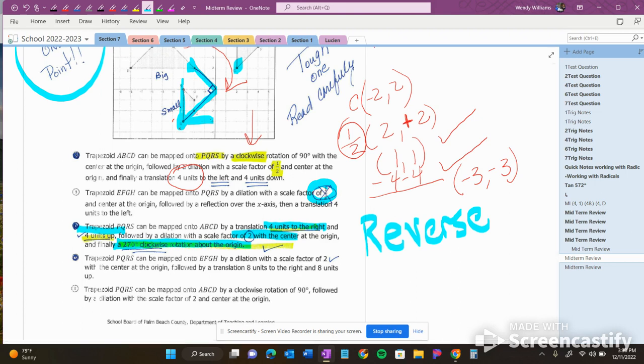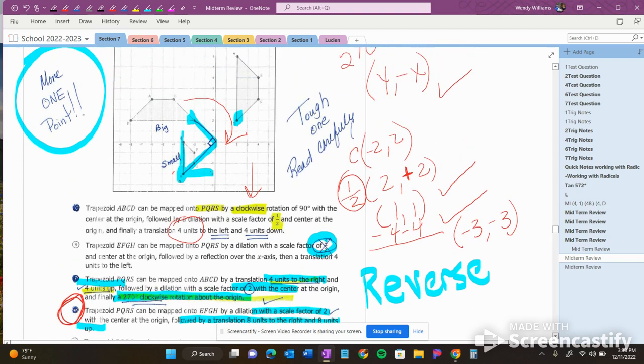So this one works. Trapezoid PQRS can be mapped onto EFG by a dilation of a scale factor of 2, with a center at the origin, followed by a translation. Move 1 coordinate and see if it works. Trapezoid, I'm working on this one. I'm going to show you 1 coordinate at a time. PQRS can be mapped onto EFG. So let's look at P.